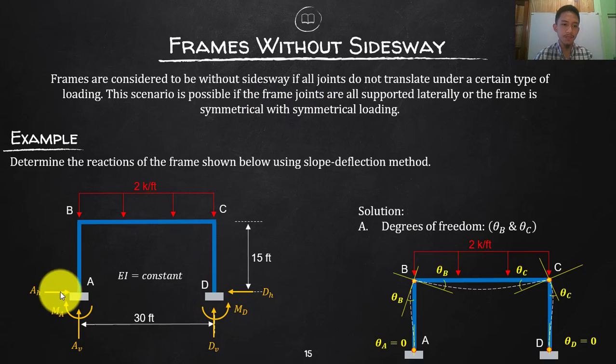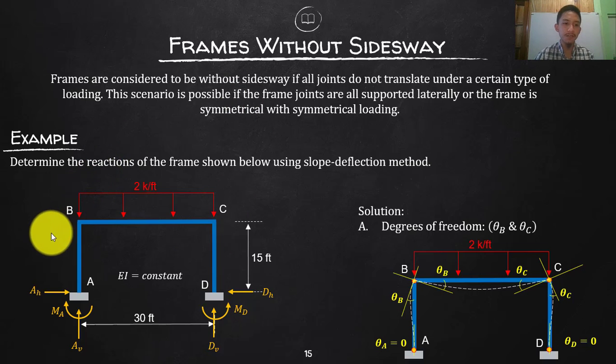So again, if these are different supports, even if the configuration is symmetrical, then you will expect that there will be a deflection or there will be translation. However, in our case, the supports are exactly symmetrical, and of course the configuration too, and at the same time that is loaded with symmetrical loading.